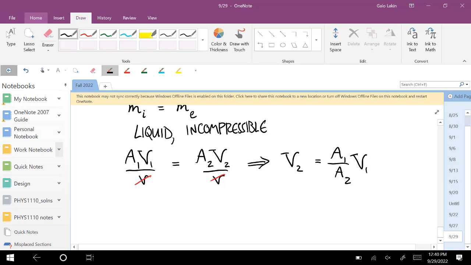I guess it does say it's a pipe, which maybe you could interpret to mean the areas are the same. That's just how I interpret it. The only assumption I can make is the areas are the same. So let's assume that A1 is equal to A2, and that means V1 has to be equal to V2. Okay, so let's use that.